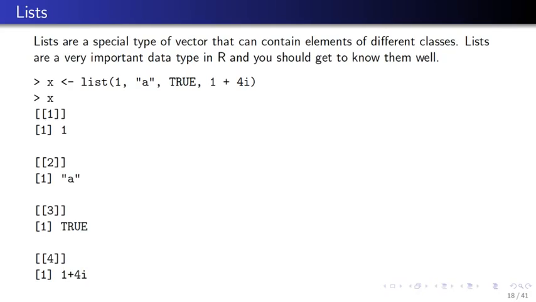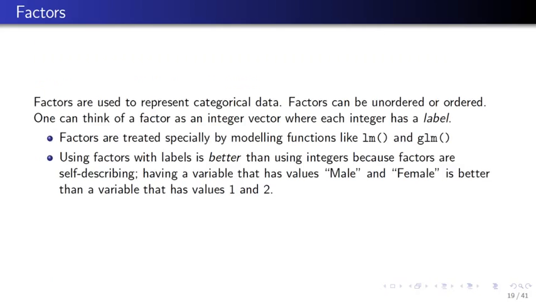And when I auto-print the list, you'll see that it prints out a little bit differently. It doesn't print out like a vector because every element is different. You can see that in the double brackets here, so the elements are indexed by double brackets. The first element is the vector 1, the second element is a vector with A, the third element is a vector with TRUE, and the fourth element is a vector with the complex number 1 plus 4i. So you'll notice that elements of the list will have double brackets around them, and elements of other vectors just have the single brackets. That's one way to separate a list from other types of vectors.